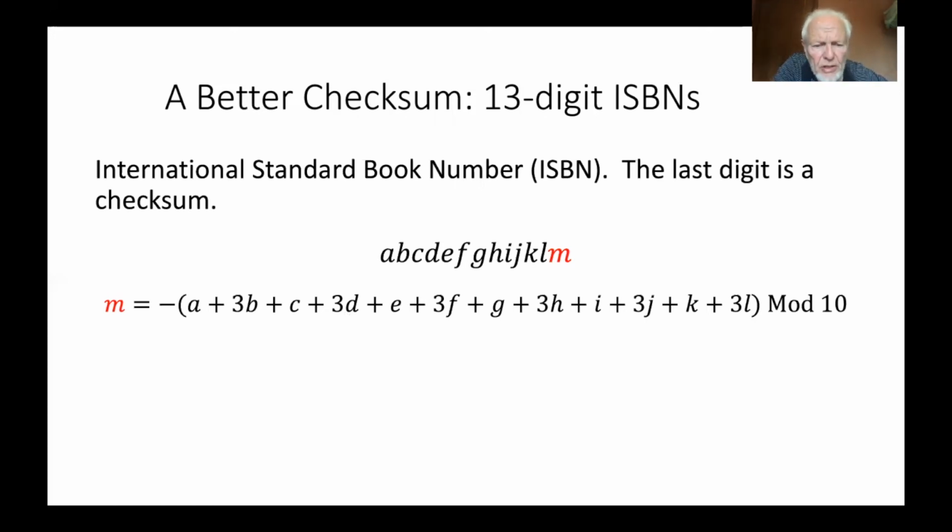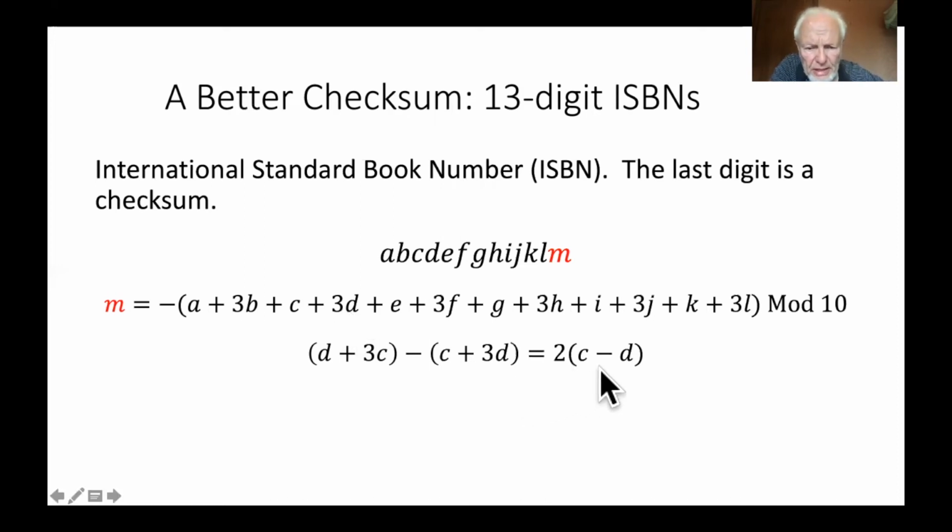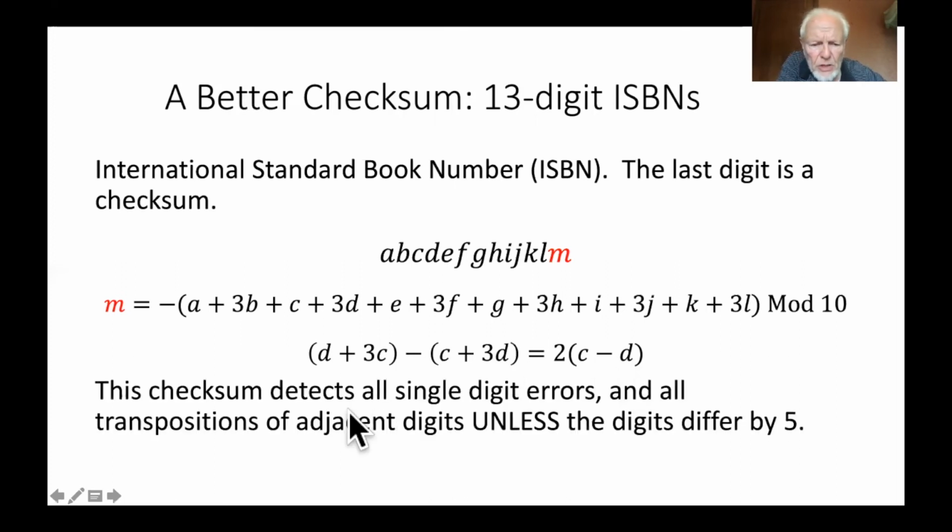So supposing I were to mistype C and D the other way round, then instead of calculating C plus 3D, the website will calculate D plus 3C. And when you subtract those, you get 2 times (C minus D), which is not going to be 0 mod 10 unless D minus C is 5 mod 10. So in other words, this detects all single-digit errors and all transposition of adjacent digits unless the digits differ by 5. So it won't catch 1, 6, but it'll catch lots of other things. So that's an improvement. That's good. We can do even better.